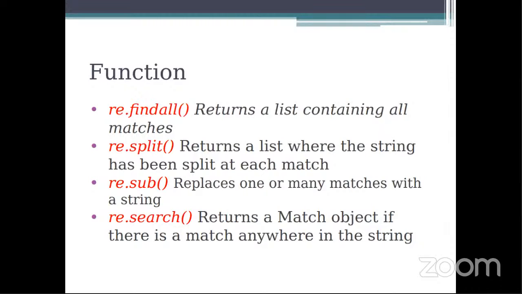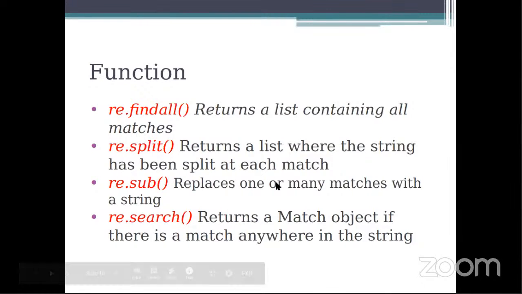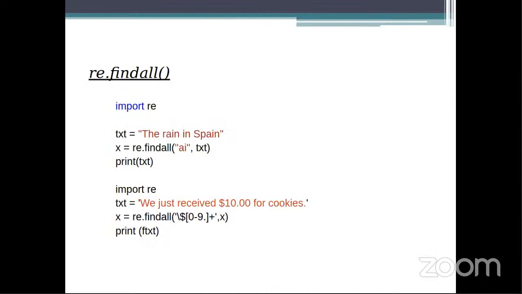And re.sub, or the substitution option, basically replaces one or many matches with a string. And re.search returns a match object if there is a match anywhere in the string. But re.search has other optional object methods. I will show you some examples, and we can also discuss in the lab session.